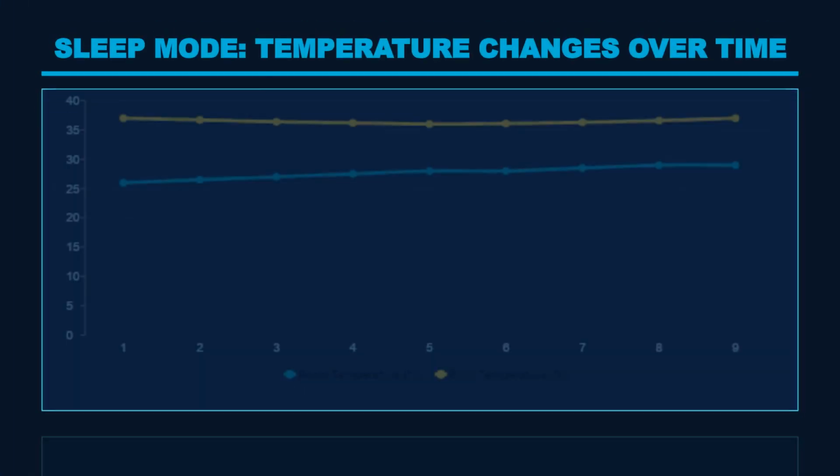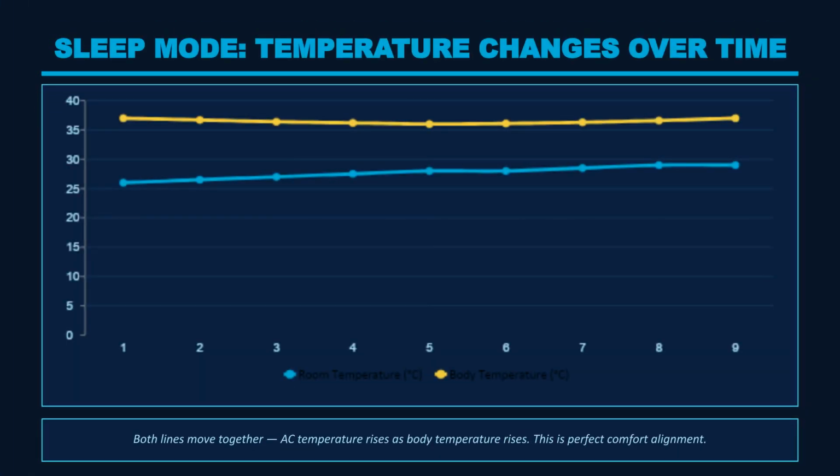This graph illustrates the science behind sleep mode. Notice how the room temperature, the blue line, slowly rises. It closely follows the natural pattern of your body temperature, the yellow line, providing aligned comfort all night long.